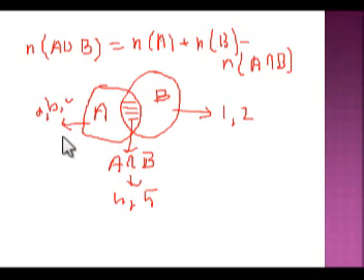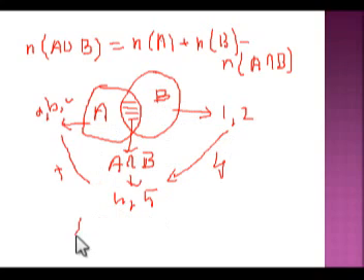5 elements in A, and in B the total number of elements is 4 elements. So B has all the elements in A intersection B, and A has all the elements in A intersection B. So A has total elements 5 and B has total elements 4. But what is A union B? The number of elements will be 9. Total number of A union B.